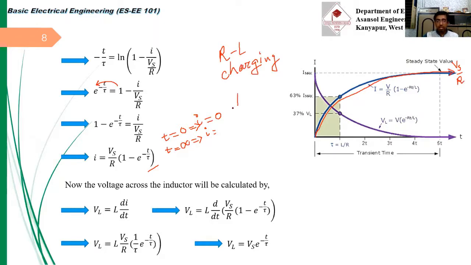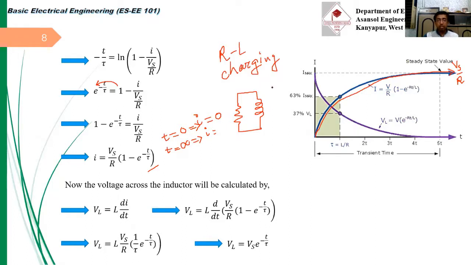When this kind of circuit is given, R L, this kind of circuit is called a decaying circuit. At that time, some magnetic energy is previously stored in the inductor. So at that moment the current is decaying in nature, and that value will be VL equals V into e to the power minus t by tau.